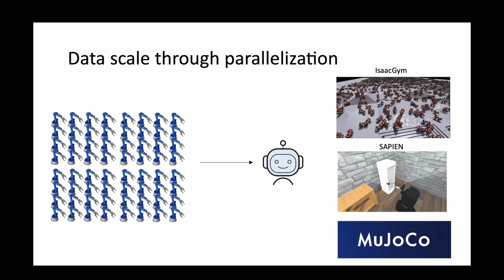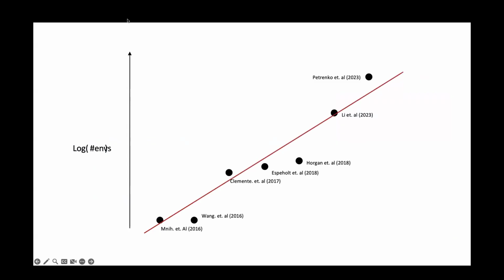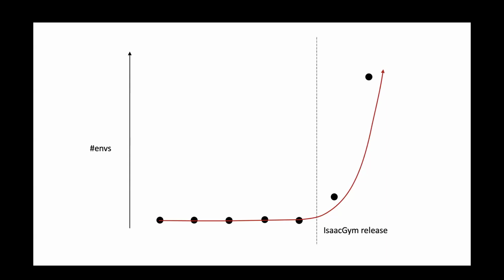But if you notice, there's a very interesting trend in the last few years. On the y-axis is the number of environments people train on, and the x-axis is the year. In the last 8 years or so, the number of parallel environments people use for reinforcement learning training has been increasing linearly in log space. So it's like exponential. And if you align that, you can see that this really began when Isaac Gym was released. So people really began increasing the number of parallel environments possible for training reinforcement learning through simulation.